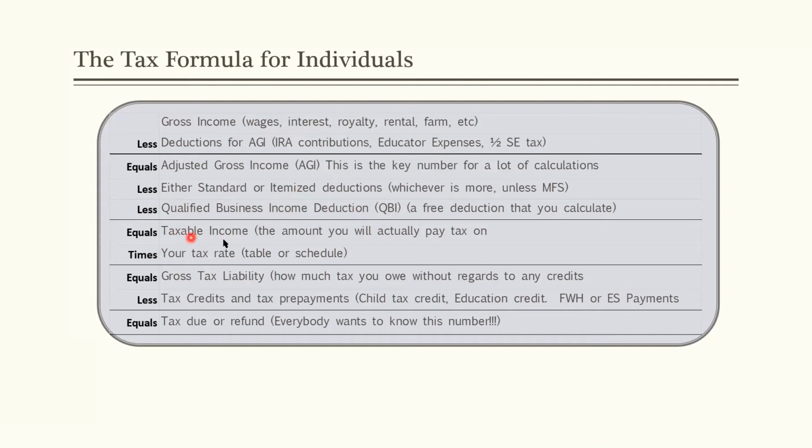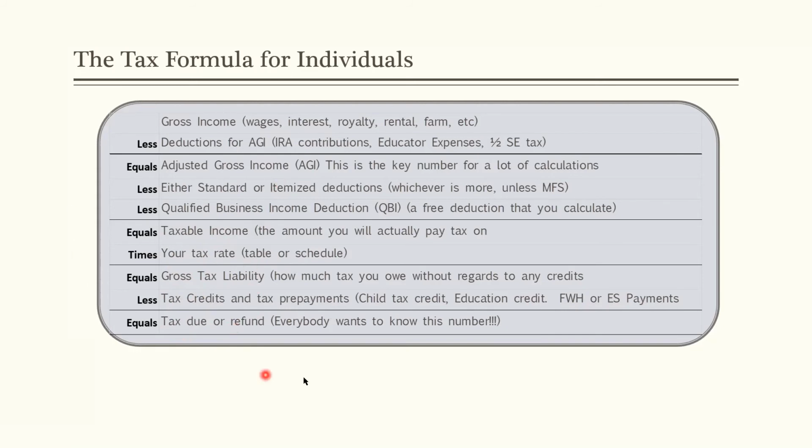And you multiply your taxable income by your tax rate using either a table or a schedule, which we'll talk about later on. And that'll give you your gross tax liability. And you subtract from that your tax credits or prepayments like federal withholding or estimated tax payments. And that will give you your tax due or tax refund. And this is the number that everybody wants to know. They don't really care a lot about how much the credits were or whatever their taxable income was. They want to know, how much do I owe or what's my refund?